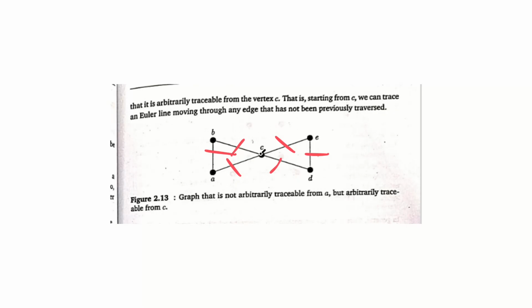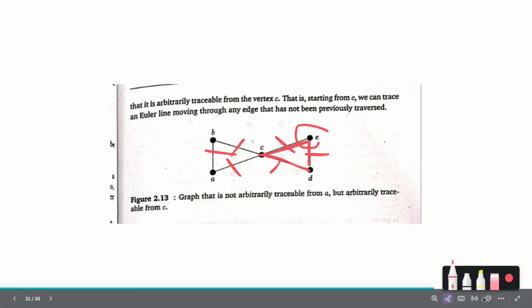But the problem here is that from C there is a choice. If I take a wrong choice from C, I am going to A again. That means the edges C, E, E, D and C, D become unvisited. So that is a problem. So we cannot say that from A it is arbitrary traceable. No, we cannot say that.